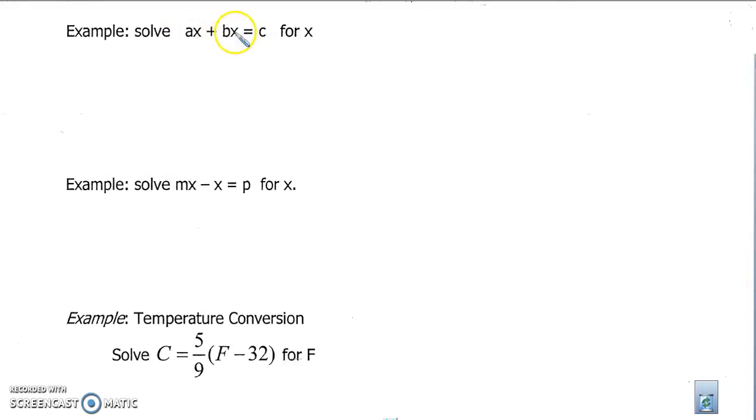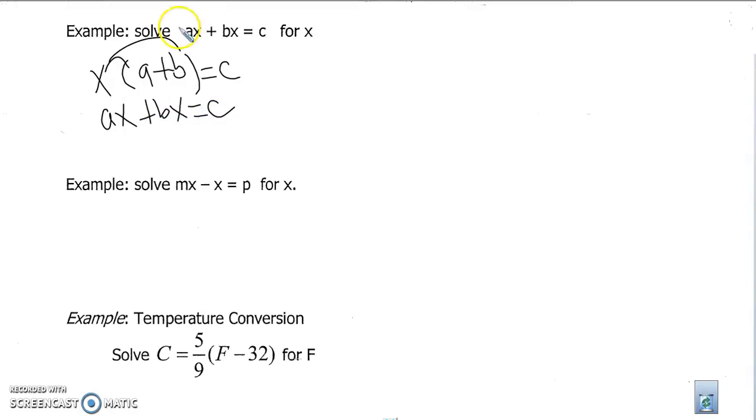Solve ax plus bx equals c for x. Right here, you have x in common for a and b. You can use the distributive property and do this. It's easier to solve for x when there's only one x. You can think a times x is ax, b times x is bx equals c. This is the same thing as this. So you can do the distributive property and put x in the front. It's easier to solve when you have one x instead of two x's.